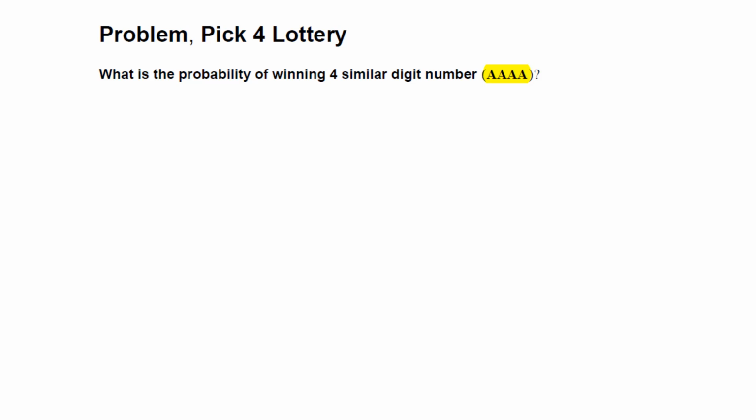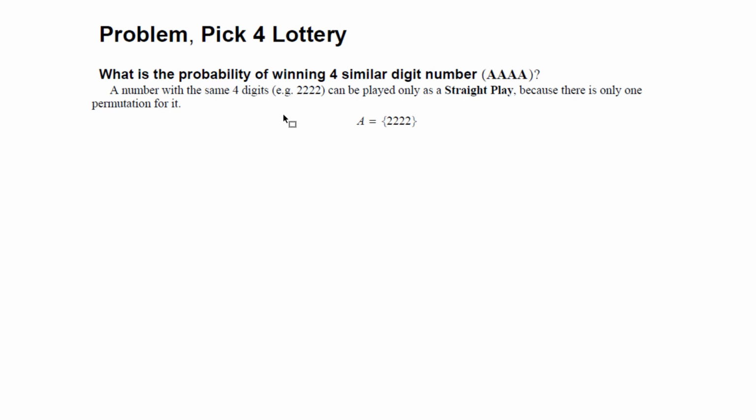Another question, what is the probability of winning a 4 similar digit number? So we have a ticket with the form AAAA. In such a case, let's assume this ticket is 2222. This ticket can be played only as a straight play, and the reason why, it cannot be permuted more than once only. So we have only one possible outcome of this event, and its probability is 1 divided by 10,000.